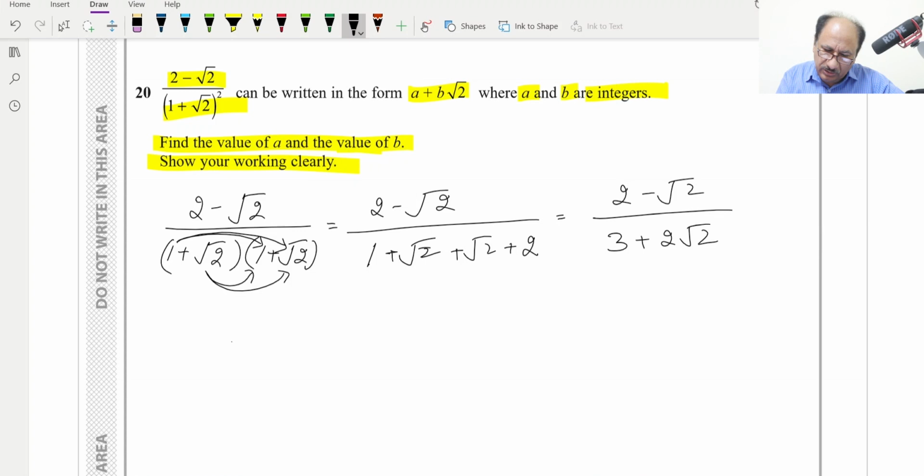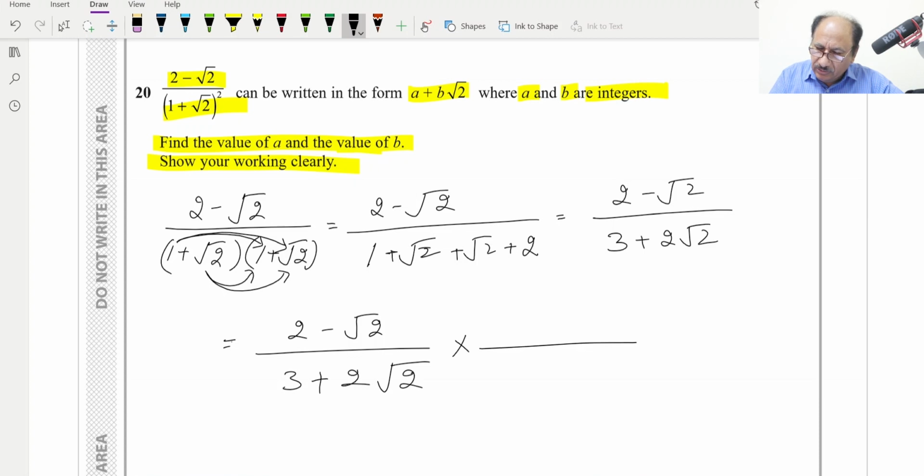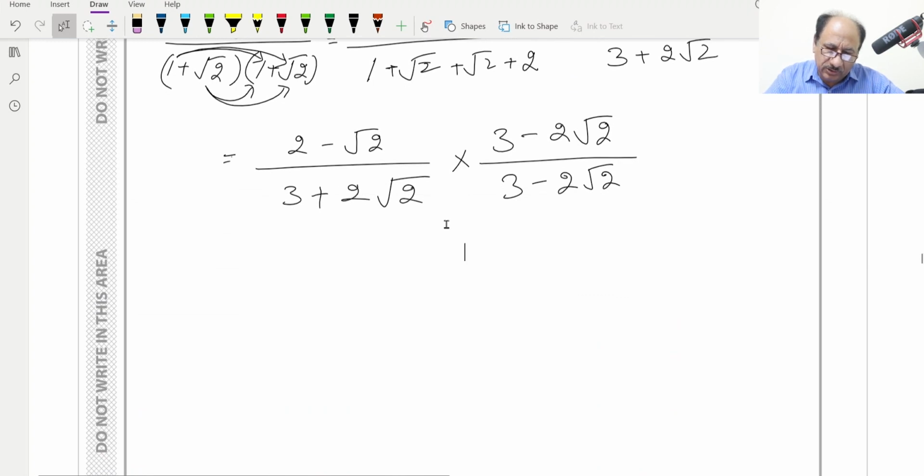Now we can rationalize. Rationalization is the method by which we are getting rid of the under root from the denominator, and the method is we are taking the opposite sign. This is plus, so we'll be taking minus, and we will write here 3 minus 2 under root 2, and the same thing we will write as the denominator also. This process is known as rationalization, and now we will be getting rid of the under root in the denominator.